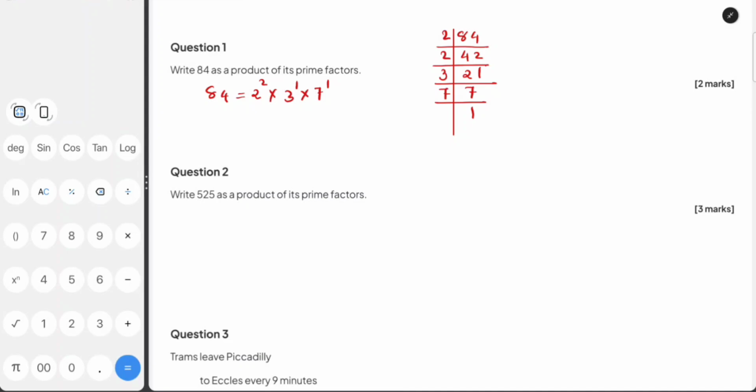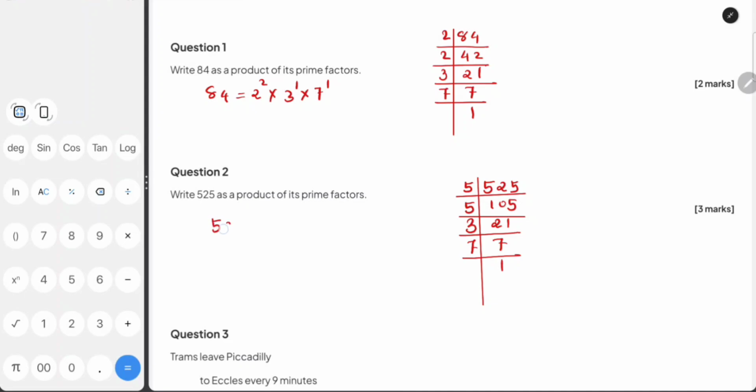See the second question. 525 as a product of its prime factors. Same thing, prime factorization of 525. Because it's not an even number, it is not divisible by 2, we'll start with 5 because it ends with 5. If you divide it by 5, it is 105. 105 again is divisible by 5, so it is 21. 21 is divisible by 3, that's 7, and 7 divided by 7 is 1.